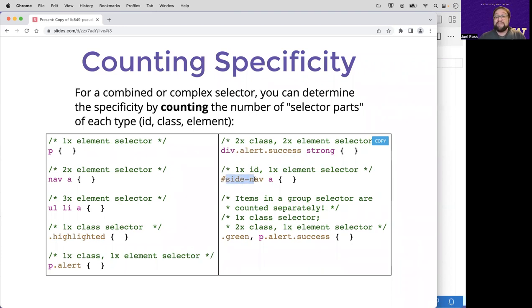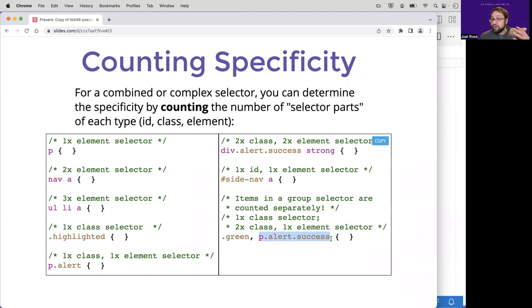This one would, of course, have an ID selector and then an element selector. We don't use IDs. To be clear, items that are in a group selector are counted separately. This part here is 1 selector on its own that has a specificity with 1 class.